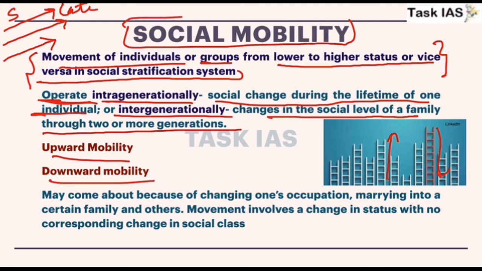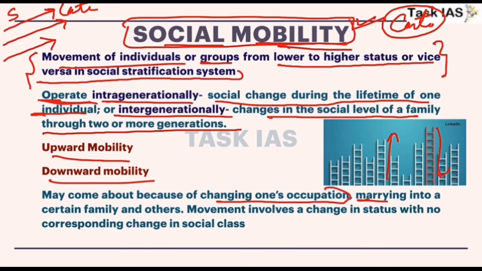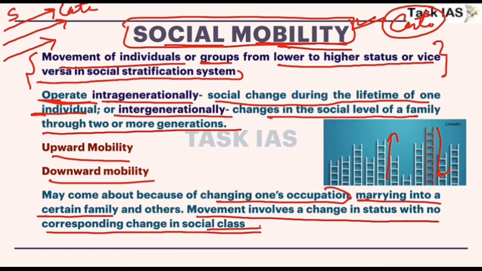So if you think about social mobility in the Indian context, then scholars like M.N. Srinivas have explained the social mobility within the caste system through different phenomena that he has given, like Sanskritization, which defines how social mobility takes place. Now this social mobility can take place by different means, and it can be because of changing one's occupation, marrying into a different family, and movement involves a change in status with no corresponding change in social class. That means the individual firstly had a status of A, but later the status improved to status B.